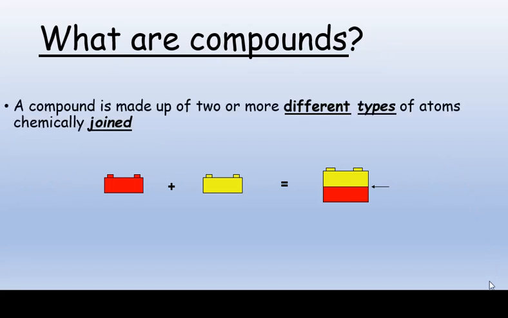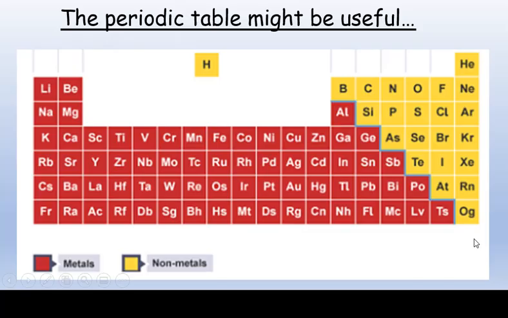A compound is made up when you've got 2 or more different types of atoms and they must be chemically joined. So in this example here, we've got one type of atom here, and here's a different type of atom, and they've been chemically joined together to make a compound. Now the periodic table is going to be useful today because we're going to need to know where our metals are and which of the elements are non-metals.